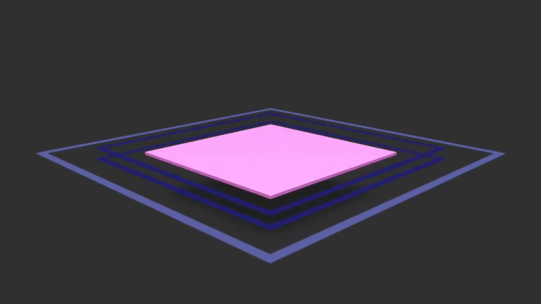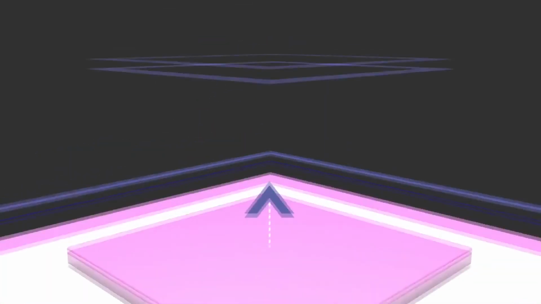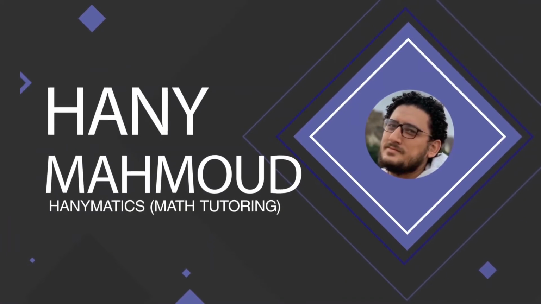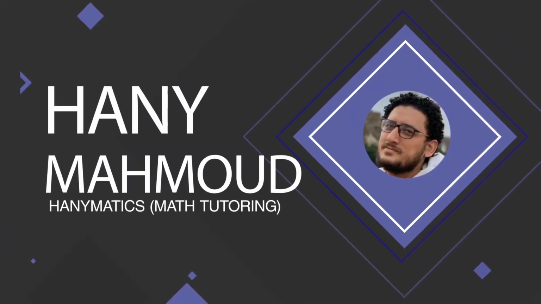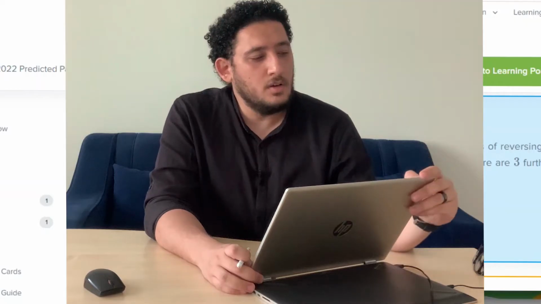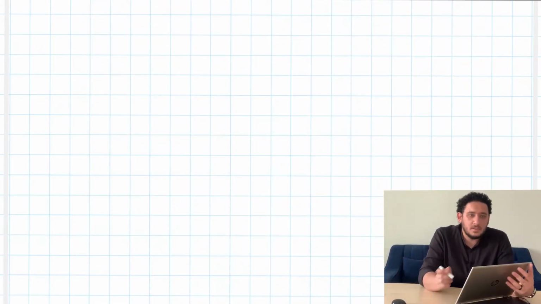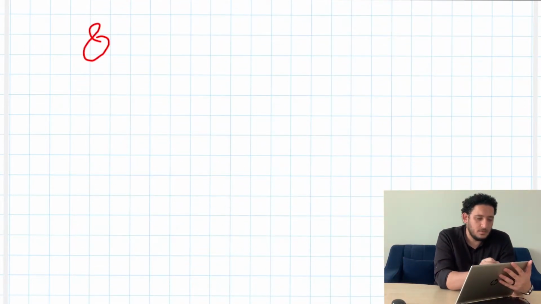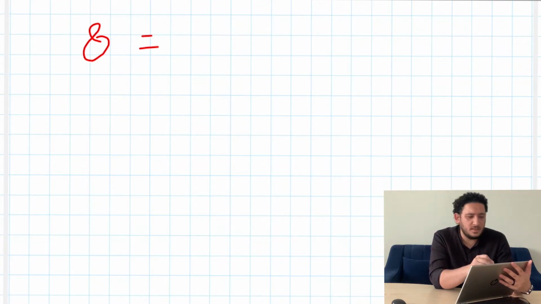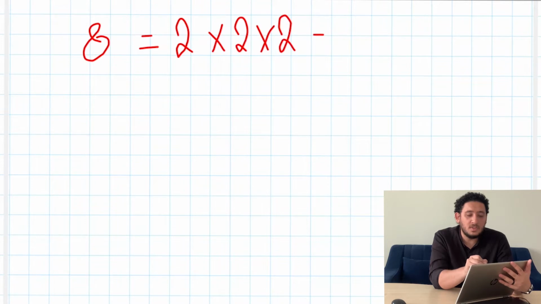Today we are going to talk about powers. One, two, three, four. We all know that we can write or express any number as a base and a power. If we said, for example, the number 8, you know that 8 equals 2 multiplied by itself 3 times. So we can write it as 2 power what? Power 3.